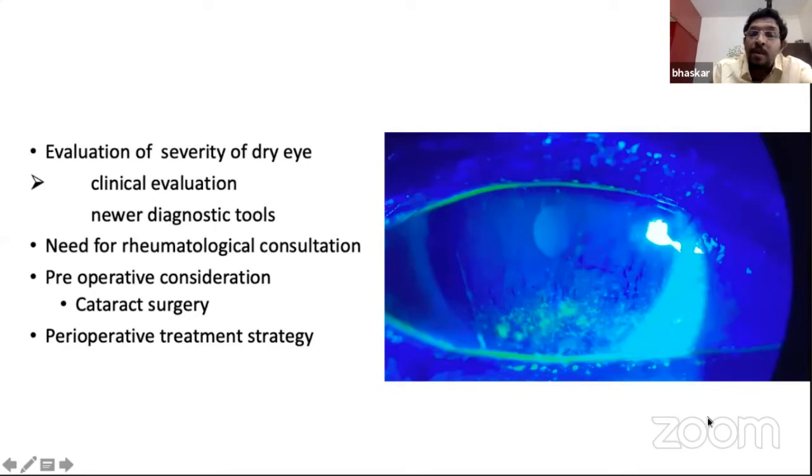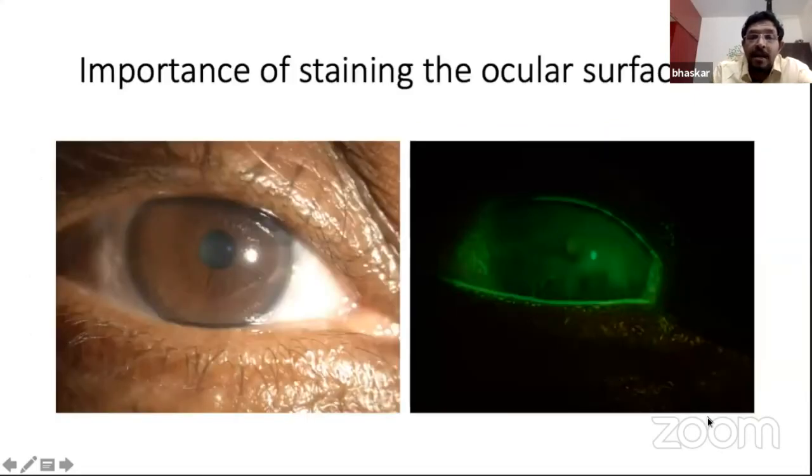You would need to have a rheumatological consultation, even if you are basically trying to see if these patients require cataract surgery or any other intraocular procedure, because you need to be clear that your surgery is not going to cause them any problems in their postoperative period. So this patient, I'll go through certain cases.